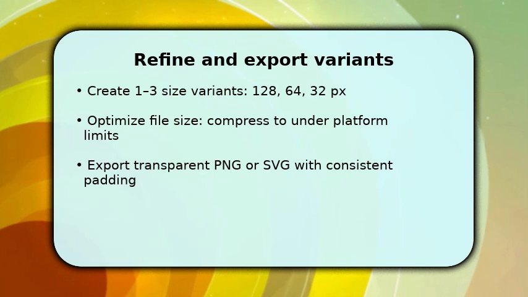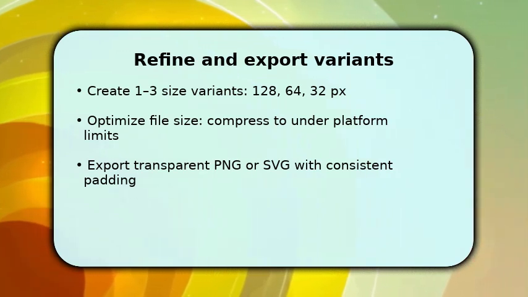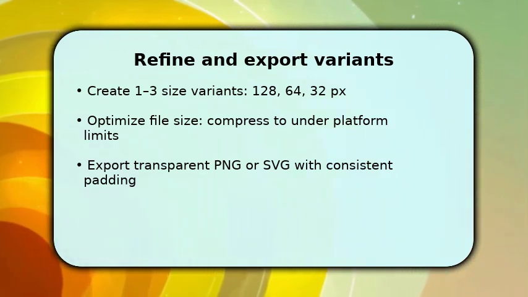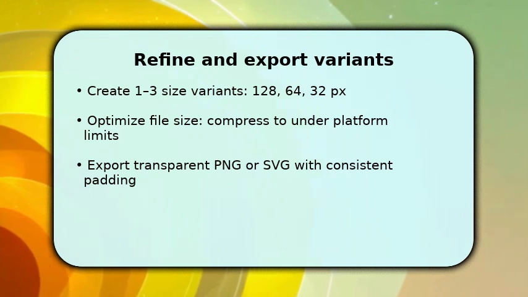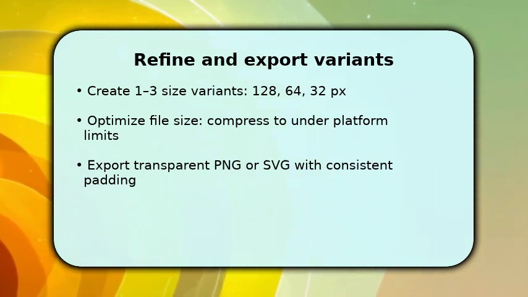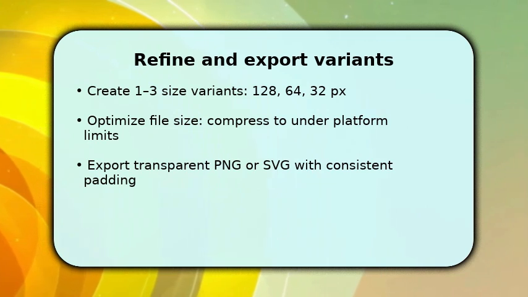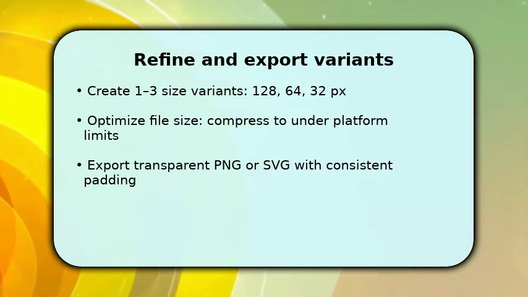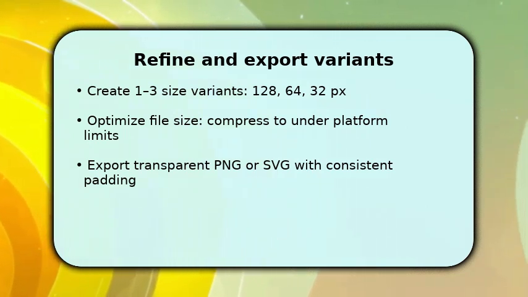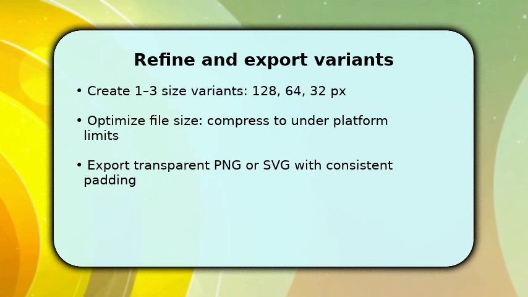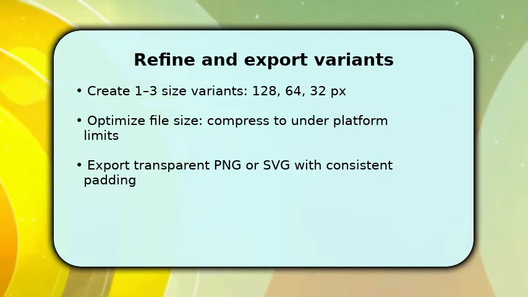Now you refine shapes, colors, and expressions. You should create multiple size variants to preserve legibility at small scales, reduce detail for 32-pixel versions, and keep crisp edges for 128-pixel versions. Once refined, run a lightweight compression pass to meet upload limits without noticeable artifacting.